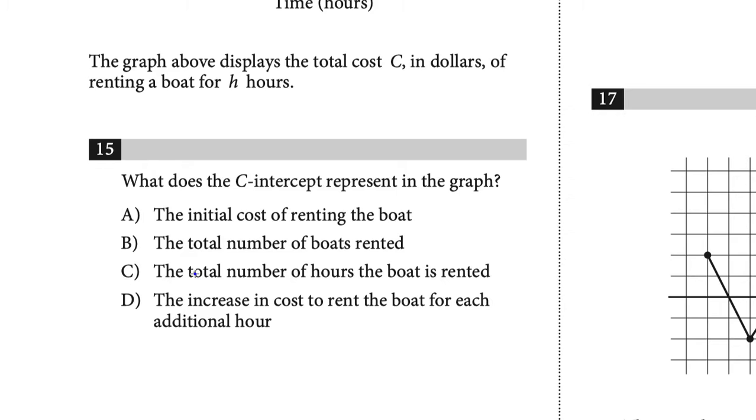Everyone take a guess. A, B, C, or D. Is it the initial cost of renting the boat? The total number of boats rented? The total number of hours the boat is rented? Or D, the increase in cost of the rent for each additional hour? Hold up number of fingers. If you want to do your top choice versus your bottom choice, your first and second choice, you can do that as well.